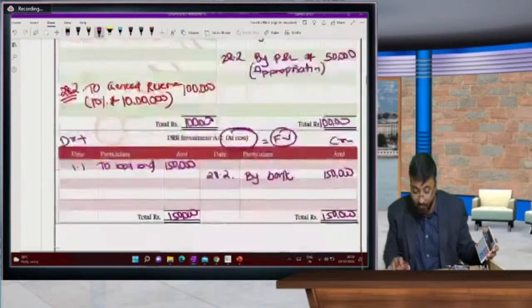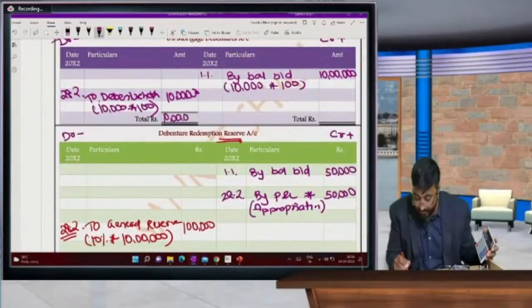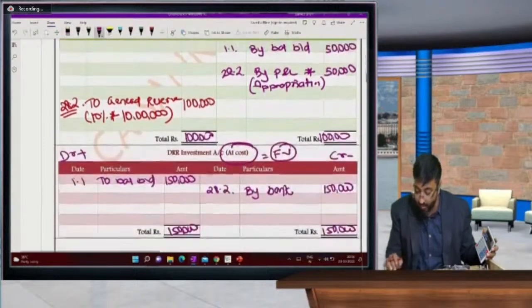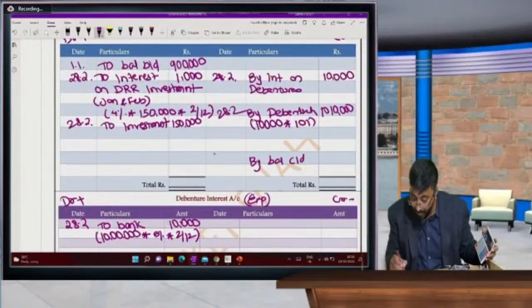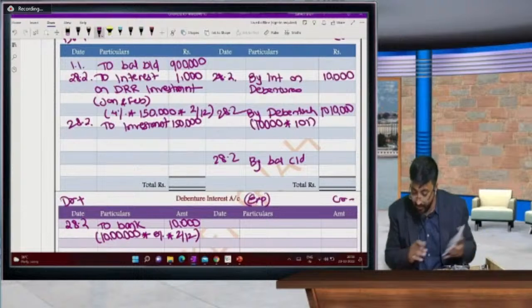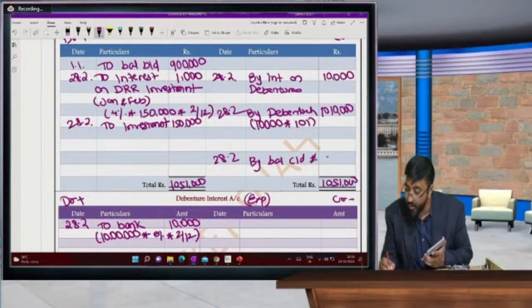So here we have finished with all concepts. Now close the accounts. 10 lakhs, we closed it. Debentures account, no more balance carried down. Investment closed. Bank, by balance carried down, 9 lakh plus 1,000 plus 1 lakh 50,000, 10 lakh 51,000 minus 10 lakh 20,000. Now by balance carried down, you are left with 31,000.